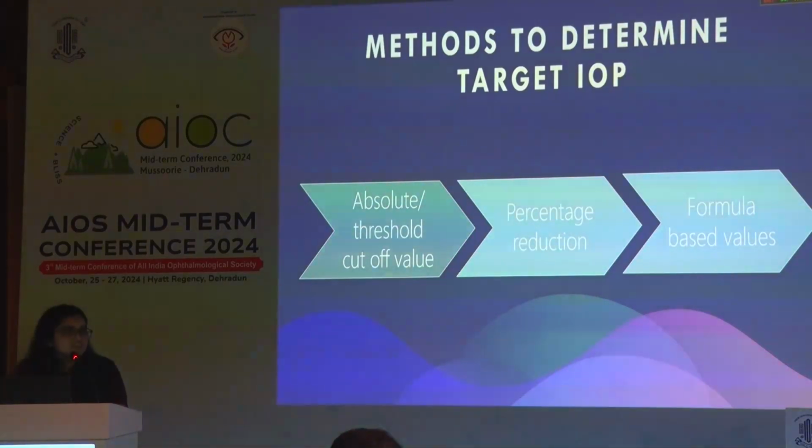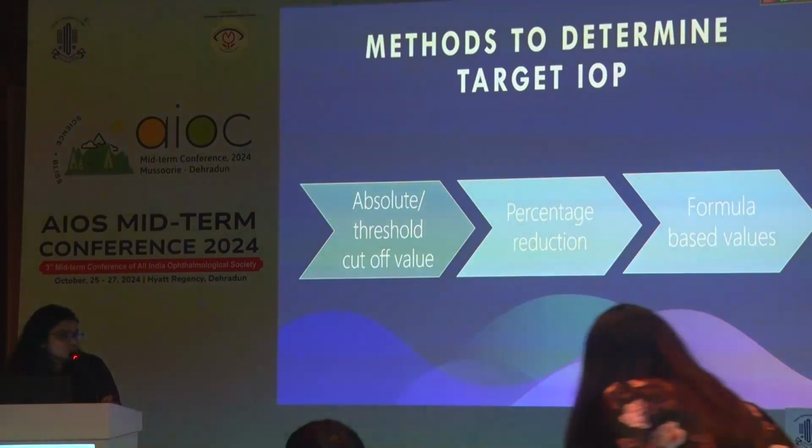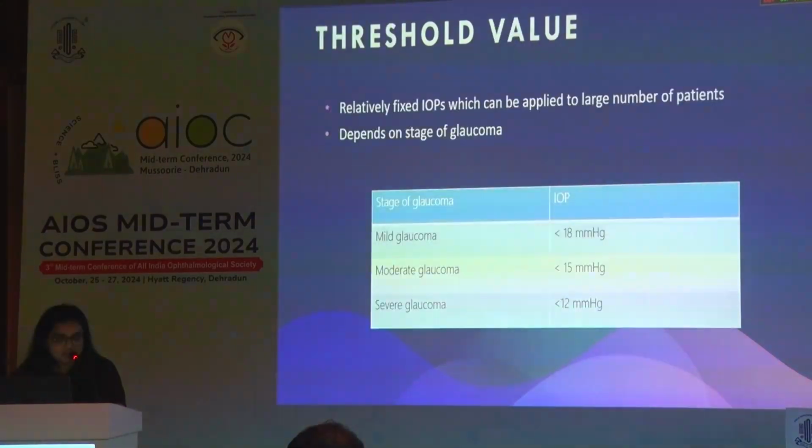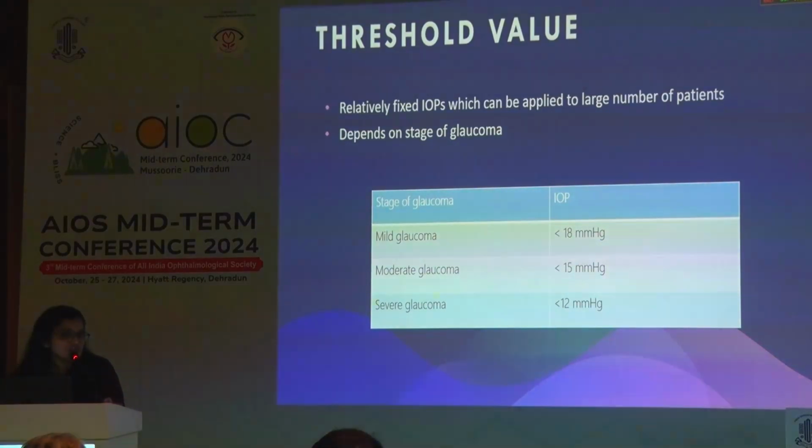We have already discussed the factors which affect target IOP. Now we will discuss the methods to calculate target IOP. There are 3 main methods: absolute or threshold cutoff value, percentage reduction, and formula based values. Absolute threshold values are cutoffs determined by population based studies and depend upon the stage of the glaucoma. Stage is very important here. For mild glaucoma, it is less than 18, for moderate, less than 15, and for severe, less than 12.